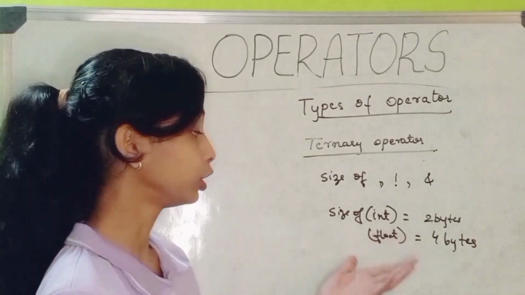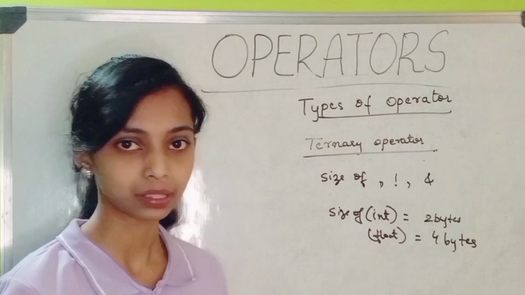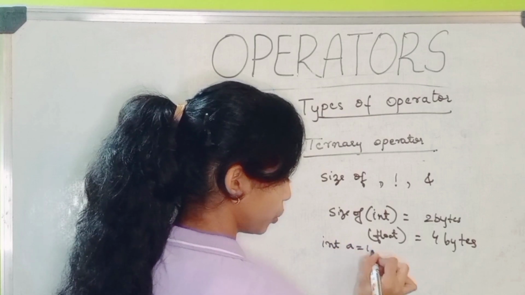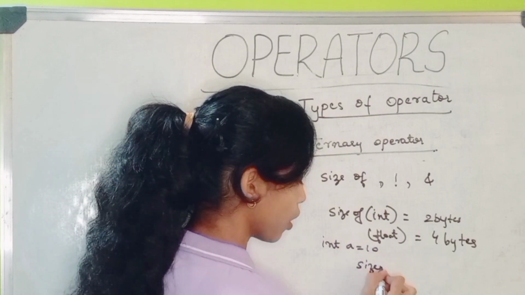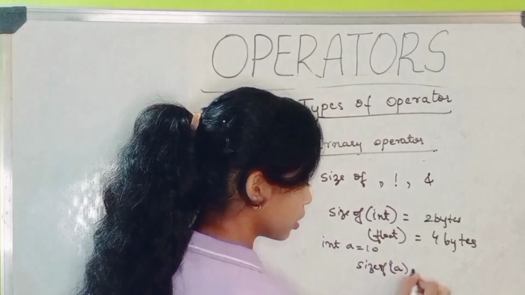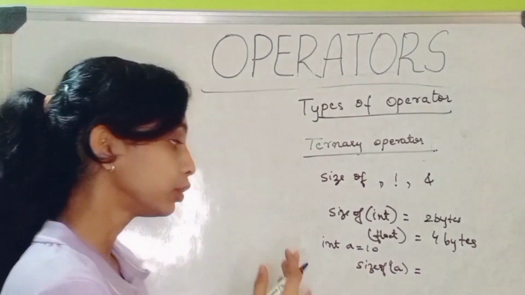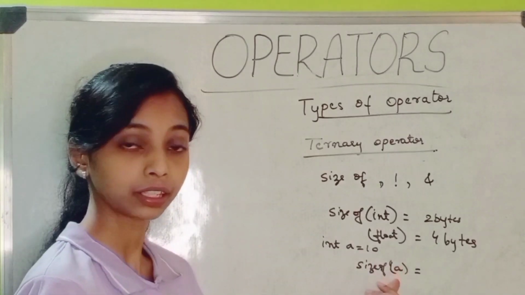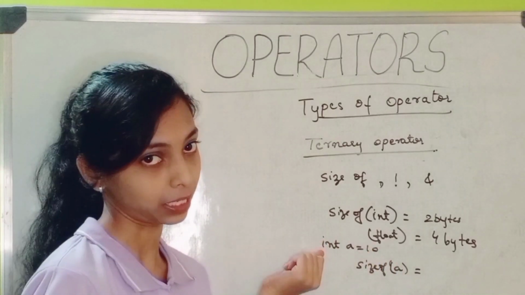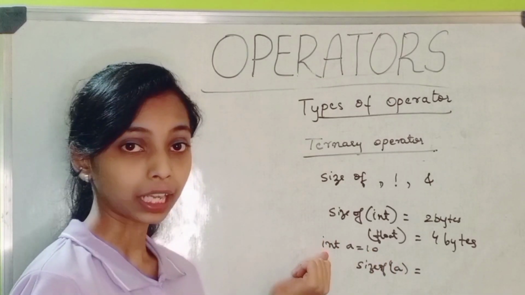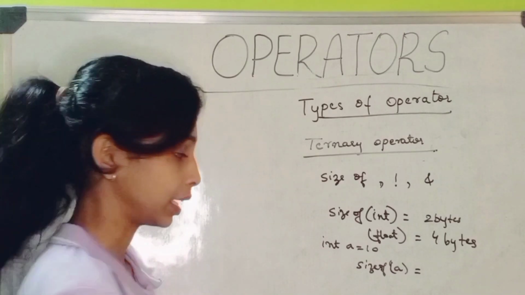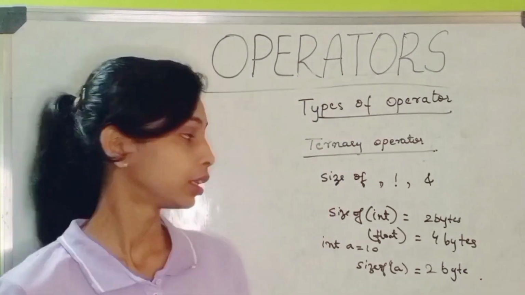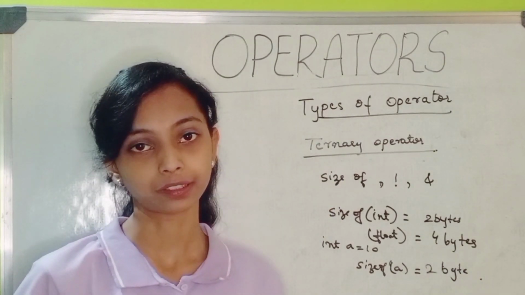Not only the data types, you can also give variables. How can you give the variables? If int a is equal to 10, and you want the size of a, how can you tell the size of a? What is your a here? Your a is an int data type. Since it is an int data type, you can easily tell the size as 2. This is about the ternary operator.